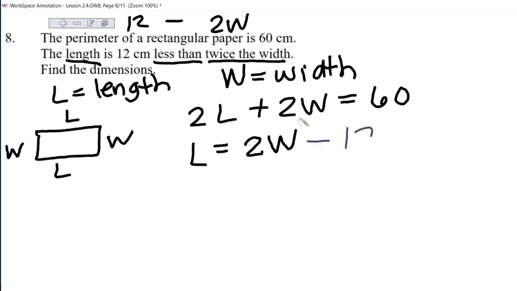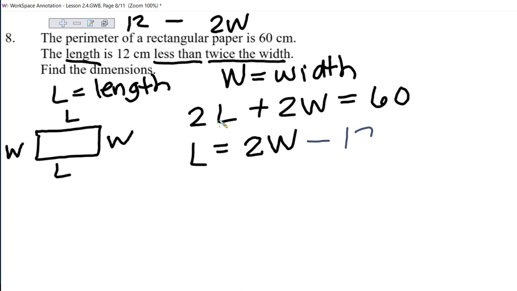Yeah, it needs to be 2W minus 12. Anytime you have the less than, you have to switch the order because we want 12 less than twice the width. So they're actually telling it to you backwards. The first thing you have to do is find twice the width, subtract 12, and that will give you 12 less than twice the width. So if you see less than, you'll have to switch it. Put the variable first. So 2W goes first, 12 goes in the back.